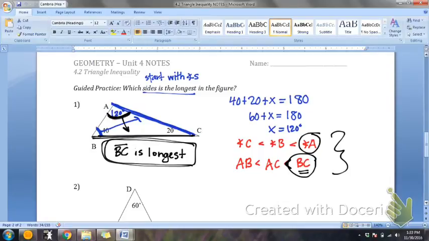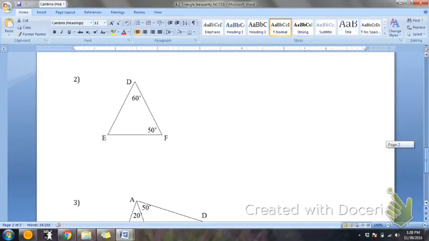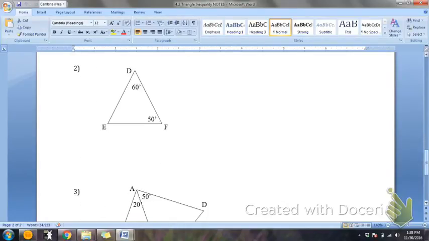All right. Number 2. What are you missing in number 2? Okay, so how are you going to find out how much angle E is? Equals how much? Good, there you go. 60 plus 50 plus x equals 180. I like the way you guys are thinking. 60 plus 50 plus x equals 180.